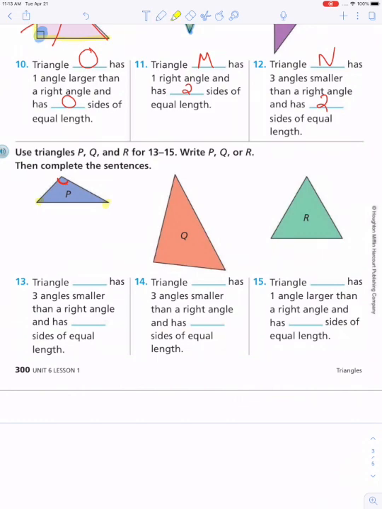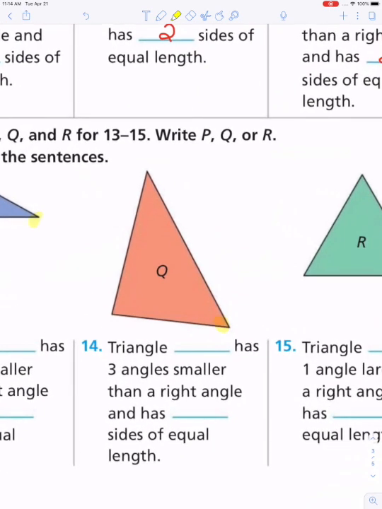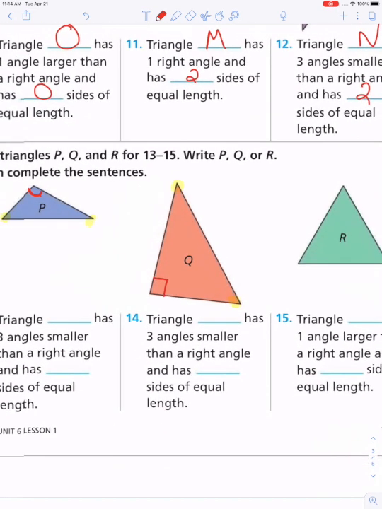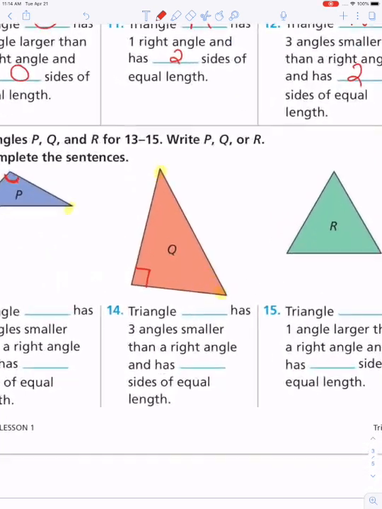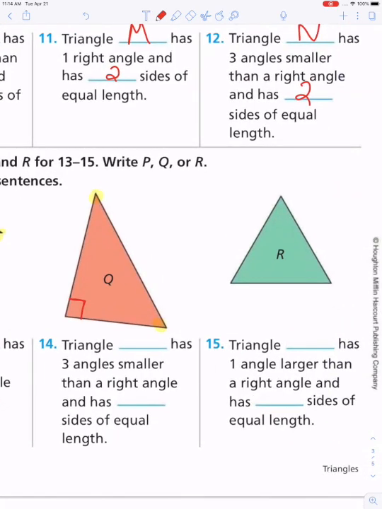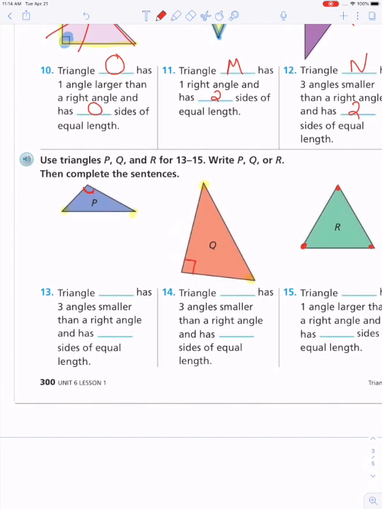So let's look at Q. This angle here looks acute, and this angle here looks acute. But this angle right here kind of looks like a right angle to me, right? If I kind of tilted that the other way. So it can't be Q. Let's look at R. We have an angle here, an angle here, and an angle here. Those look all acute to me, so this would be triangle R.